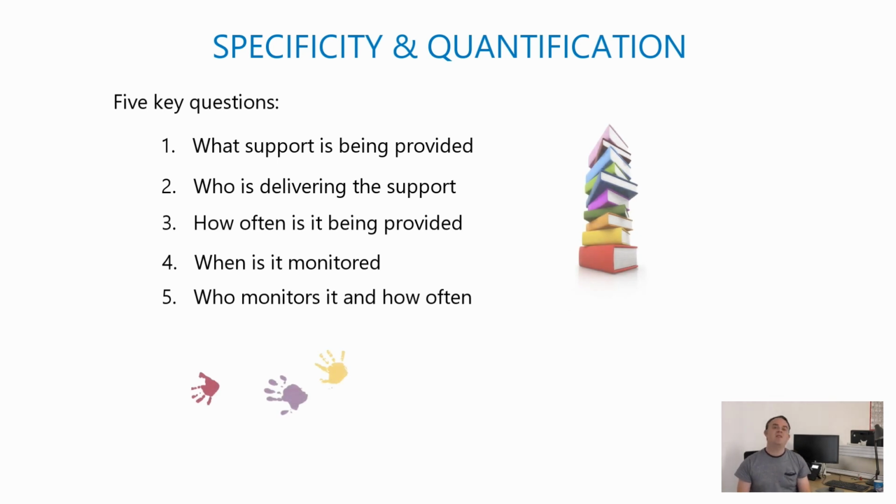So for me, there are 5 key questions that you need to focus on. Number 1, what support is being provided or proposed? Who is delivering the support? How often is it going to be provided? When is it going to be monitored? And who monitors it and how often? So it's the what, who, how often, when, and who monitors. And it's important that those kinds of questions are asked when you get your draft plan, because if you answer them all, it will lead to more specificity in the plan when thinking about particular provision.